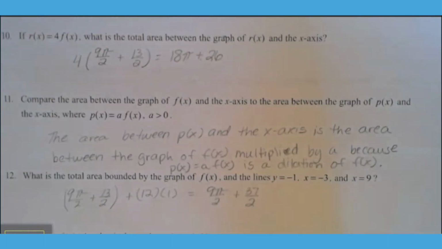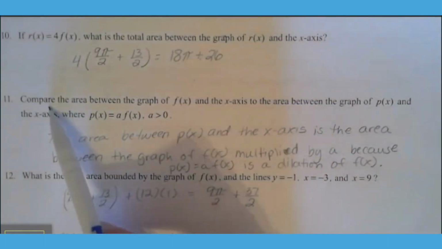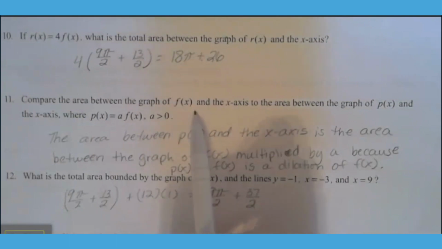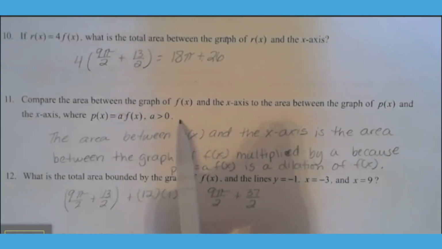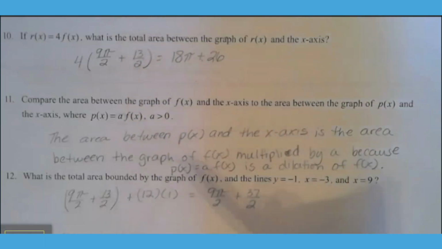What 11 is asking them to do is to actually compare those to the original and to state what we know. We know that if we have a factor with our original function and that a is positive, that that area is just simply a dilation. It is a scalar of our original function.